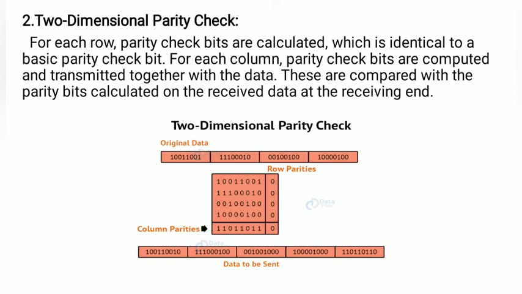These are all about parity check: single parity or even parity, and two-dimensional parity check.